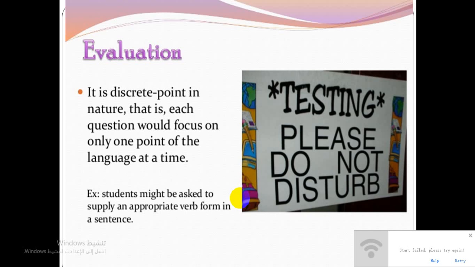Evaluation in this method is discrete point in nature, that is, each question would focus on only one point of the language at a time. For example, students might be asked to supply an appropriate verb form in a sentence.